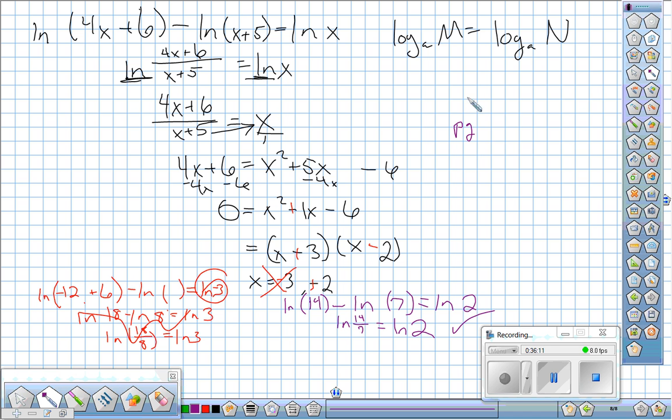I want you to do homework on page 448. And I'm giving you lots of numbers today, but it will be all odds, and I have 1 through 61 odds. So about 30 problems still.